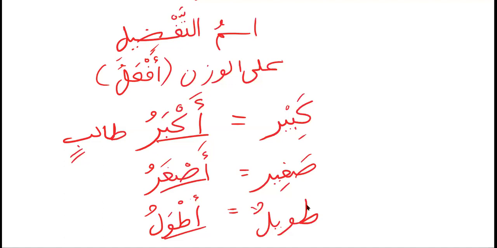طيب, then we have the two superlatives. We have خير, which aren't on this pattern. We have خير, and then we have شر. So obviously خير means better. شر means the worst, or it could be the most evil.